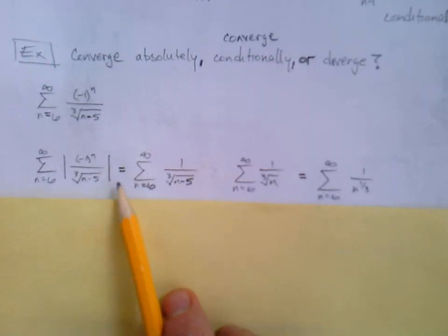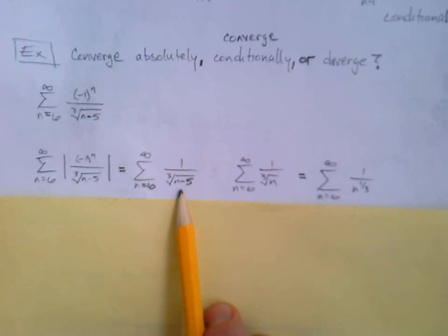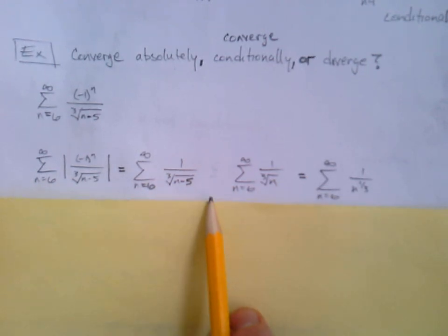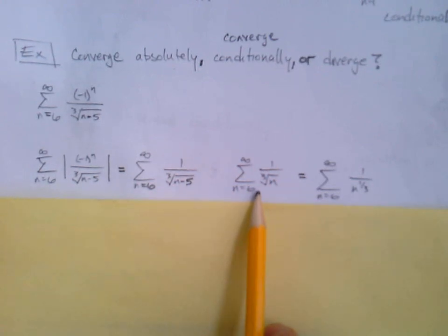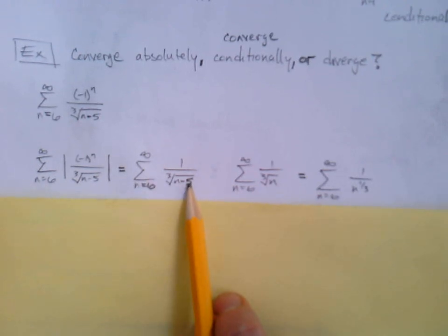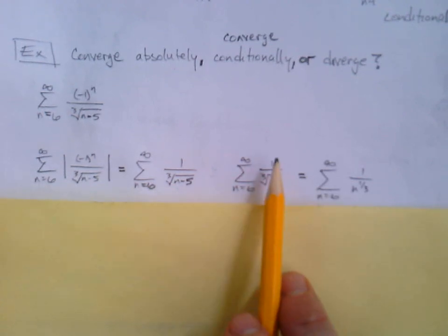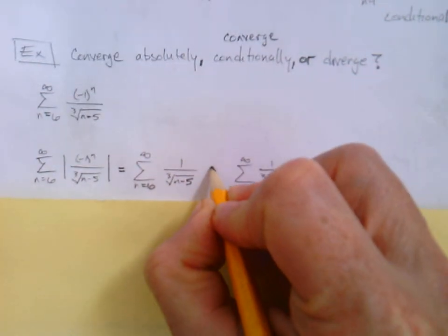Anyway, taking the absolute value gets us here, and you can see where my thinking is going. If this minus 5 was not there, then I could apply a p-series. So I'm going to get rid of the minus 5. Then I have to think, what happened? Is the new series bigger or smaller? What symbol do I put in the middle? Well, if I remove the minus 5, I really add 5, so my denominator is bigger. That makes the whole thing smaller. Okay, so I'm going to do this.